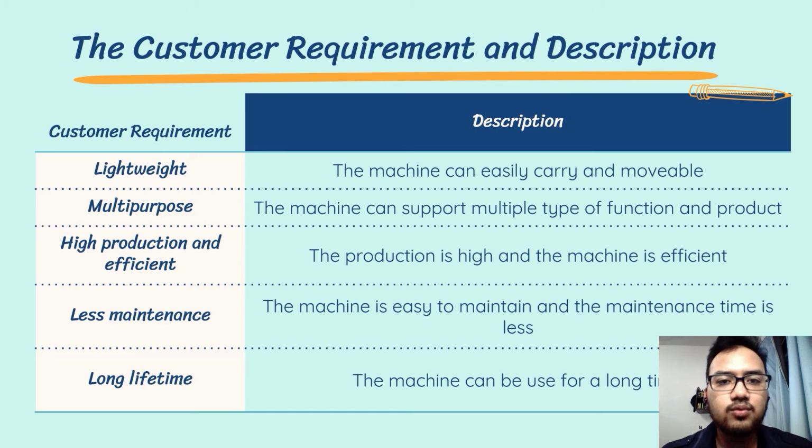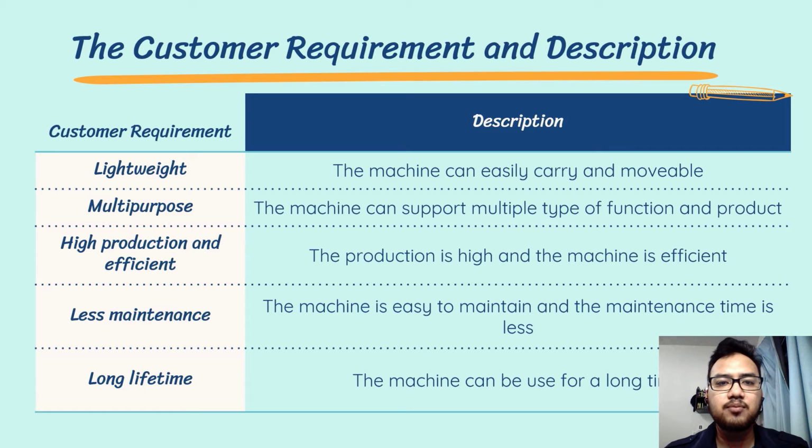We continue with the customer requirements and descriptions. The first customer requirement is lightweight: the machine can easily be carried and is portable. Next is multi-purpose: the machine can support multiple types of functions and products other than potatoes.